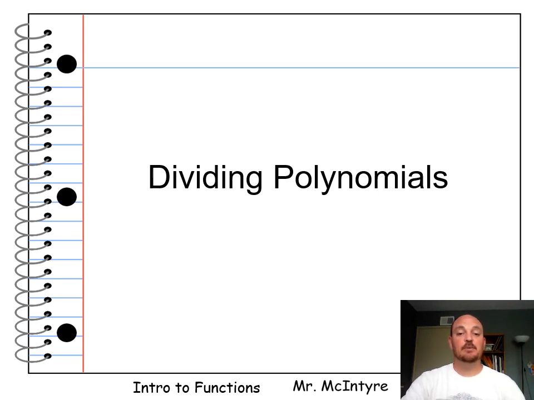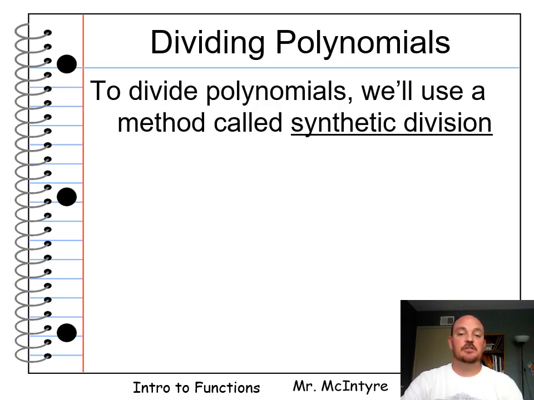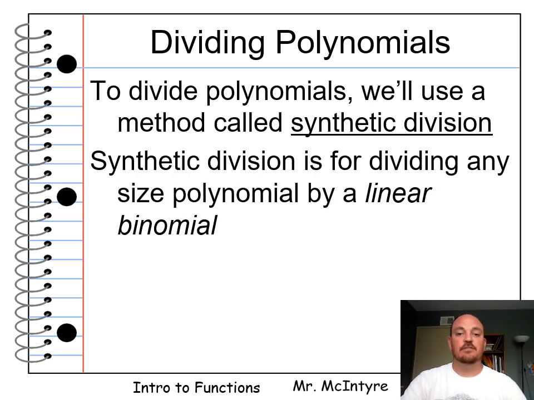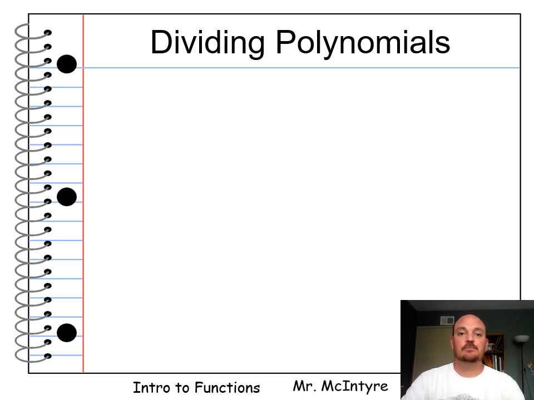Today's notes are on dividing polynomials, and to do that, we're going to use a process called synthetic division. Now, the first thing I want to make sure you guys understand, when you're dividing polynomials using synthetic division, the first polynomial can be absolutely any size. It can be very small, or it can be a big, long one with a whole bunch of terms. But the second one has very specific rules. It has to be what we call a linear binomial.